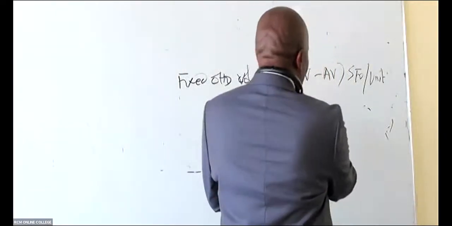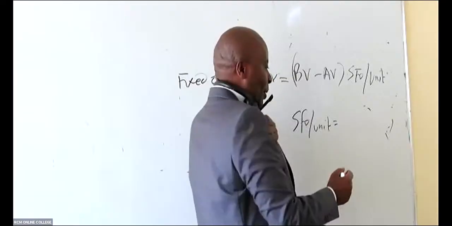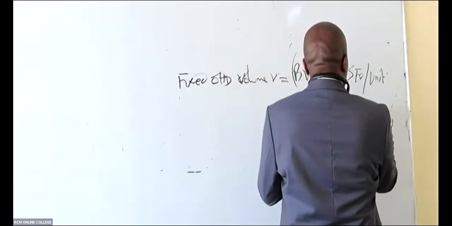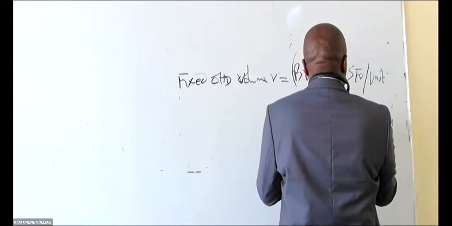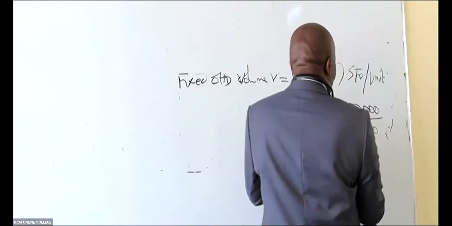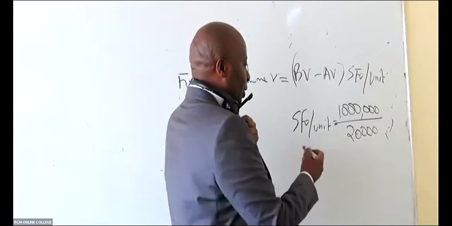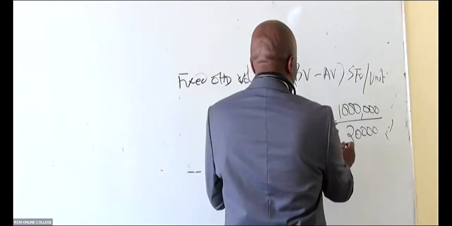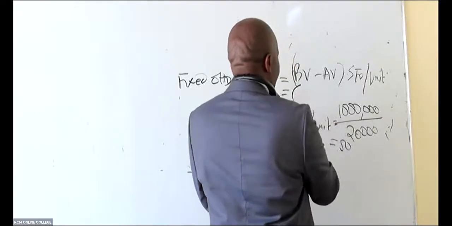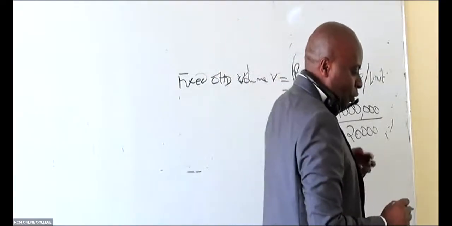So can you kindly give me this standard fixed overheads per unit? Remember, we know that we have fixed overheads budgeted of 1 million, divided by how many units are we budgeting per month? 20,000. So then this is 50. And then you come now here. So budgeted volume. What do we have here for budgeted volume?